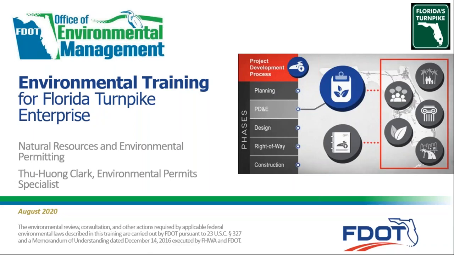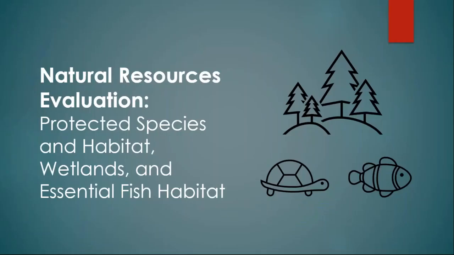So today I'm going to talk about natural resources and then environmental permitting, and we'll split those two topics kind of in half. First, talking about natural resources, which is inclusive of protected species and habitat, wetlands, and essential fish habitat. So we will go over why these issues must be addressed, how to prepare the technical report, how we use the information to consult with or coordinate with the agencies, and then how we document this information during PD&E.